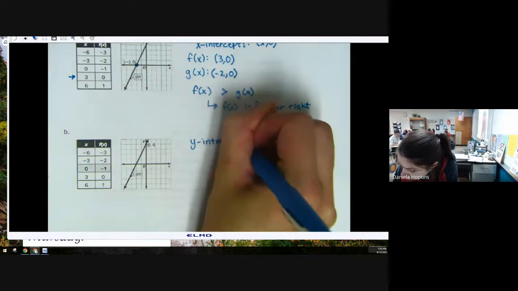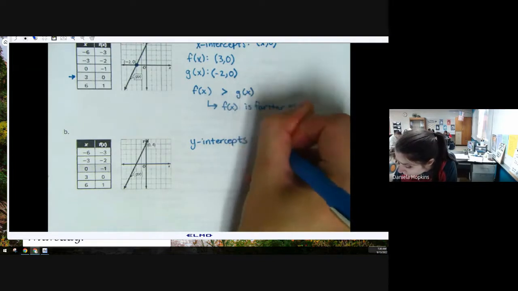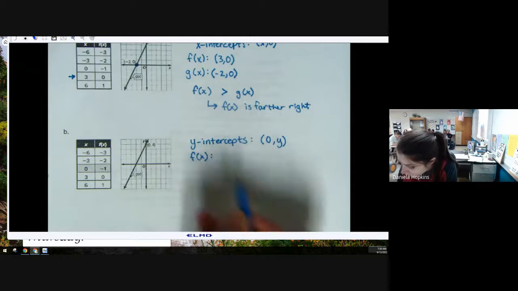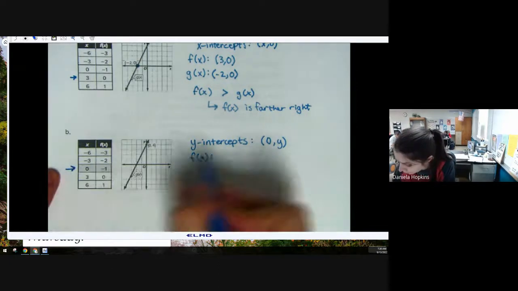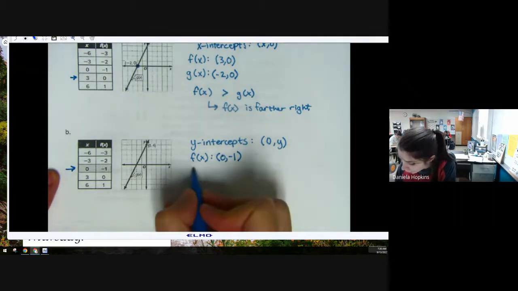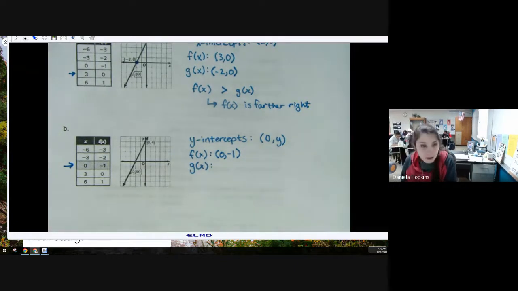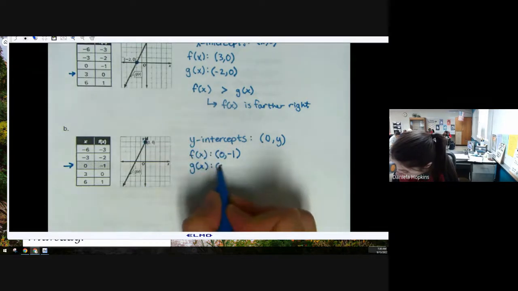And as a reminder, we should only have one x, one y for linear functions. And our y-intercept will be in the form 0, comma y. So from our table, what is my y-intercept for f of x? 0, negative 1. And then from my graph, what is my y-intercept for g of x? They kindly labeled it for us. 0, comma 4.